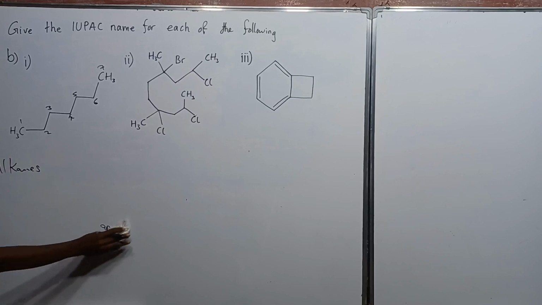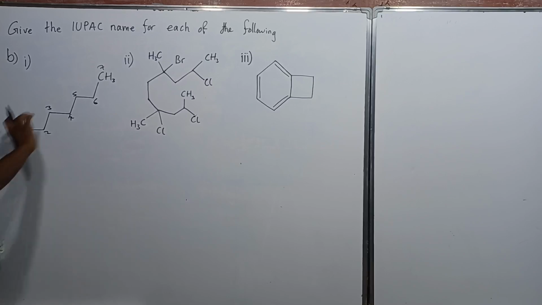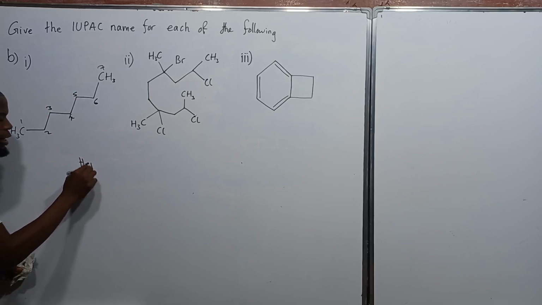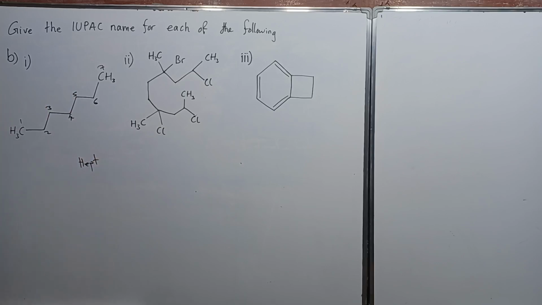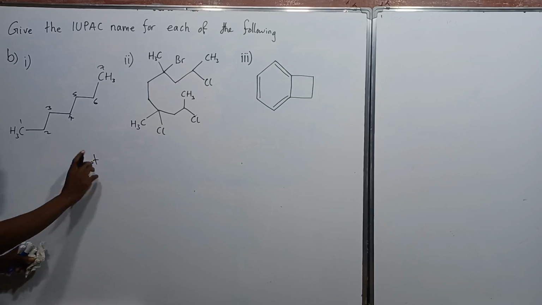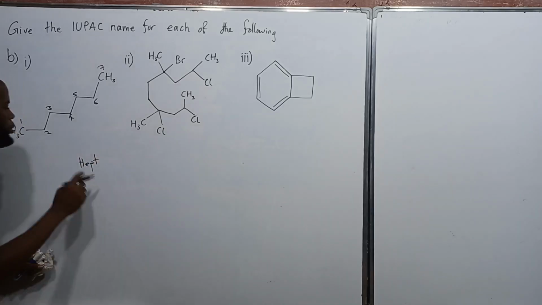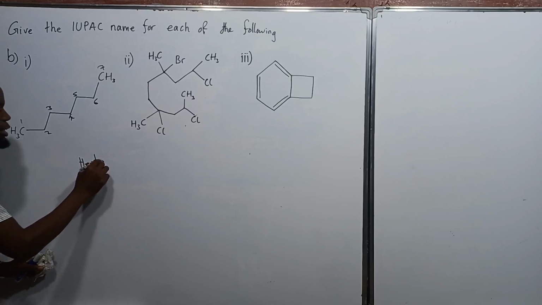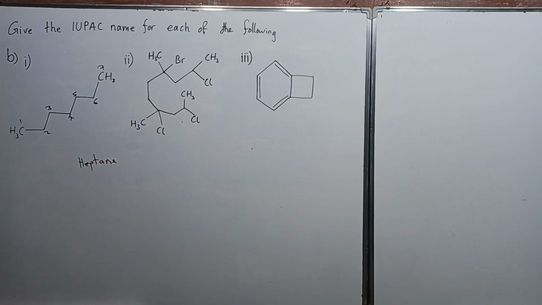Okay, so let's identify. The total number of carbons that we have in this is 7. So the prefix to indicate 7 carbons is hept. Then after the prefix, you add the suffix to indicate the homologous series to which this entire compound belongs. So the homologous series is a-n-e. That's the name ending for the alkanes. This entire compound now becomes heptane. So this is the name for a 7 carbon hydrocarbon.